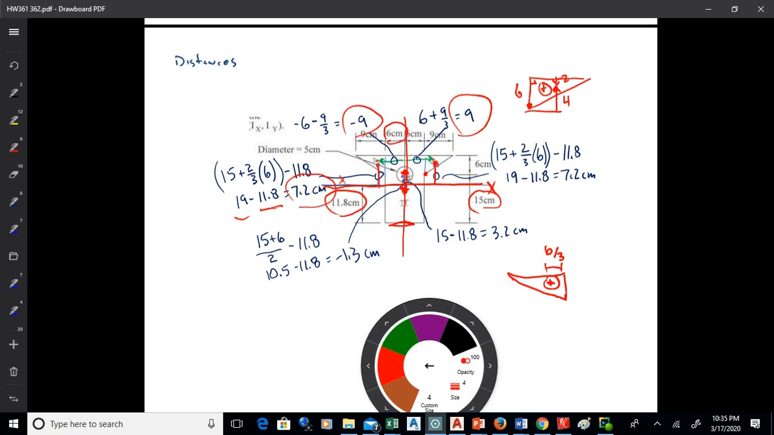Now, you're given the centroid of the circle. It's at 15, so you just take away the 11.8 and get 3.2. Now, for the rectangle, the total height is 15 plus 6, which is 21. Take half of that, you get 10.5. That's where the centroid of the large rectangle is. Now the x-axis is at 11.8, so when we take the difference, we get negative 1.3. So that's the offset distance from the x-axis to the centroid of the rectangle.